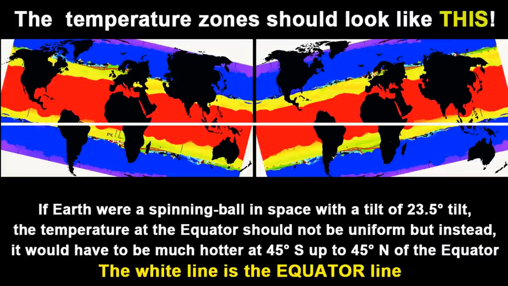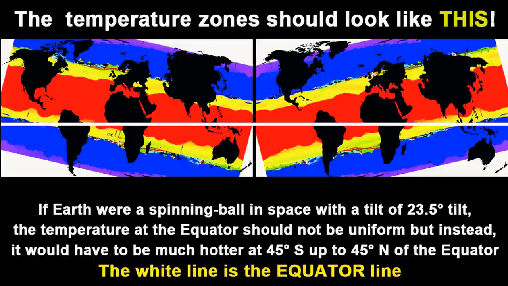The temperature zone should look tilted like this. The white line in this image represents the equator. If the Earth were a spinning ball in space with a tilt of 23.5 degrees, the hotter temperature in the middle should have a zigzag shape reaching regions farther north and farther south.